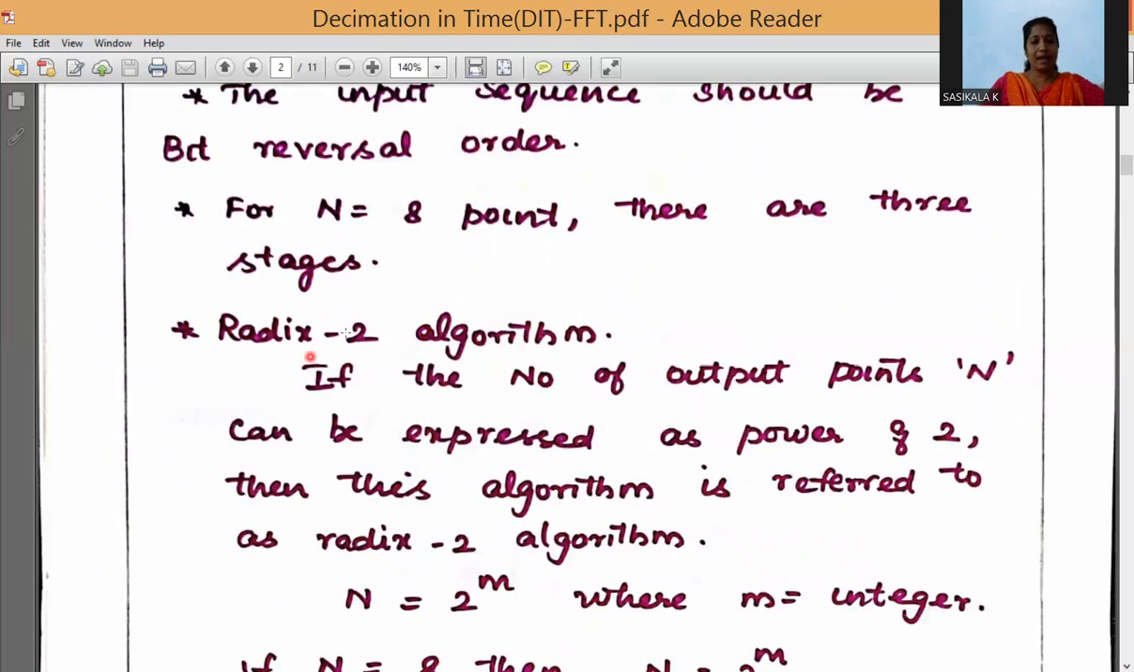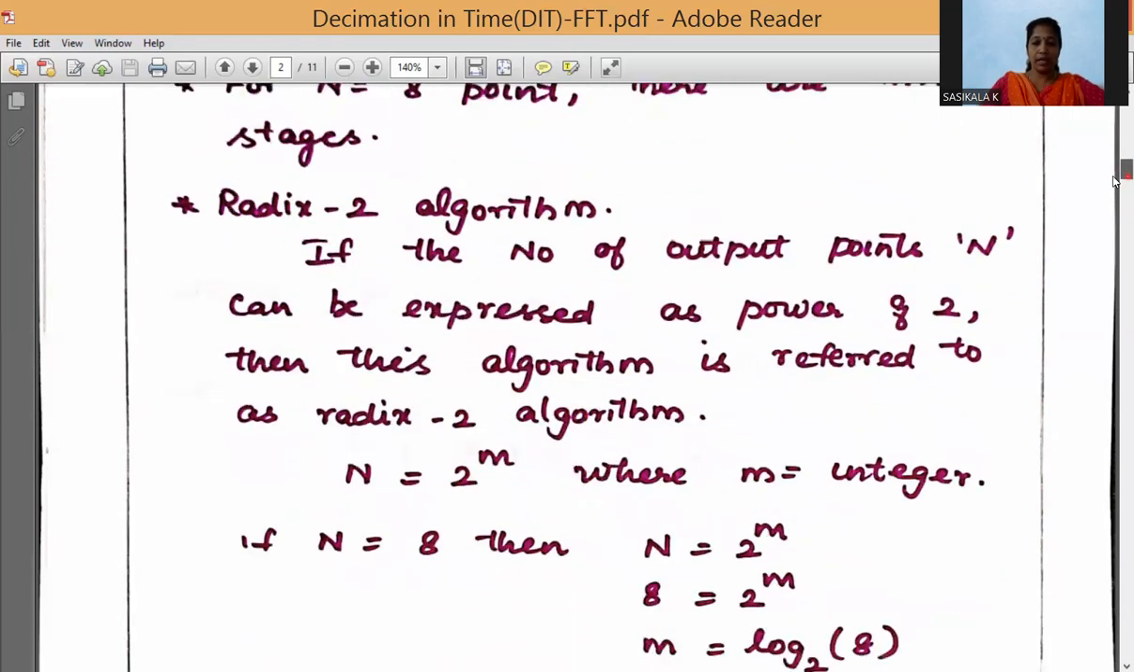algorithm. So what is the radix 2 algorithm? If the number of output points, capital N, can be expressed as a power of 2, then that algorithm is referred to as the radix 2 algorithm. So capital N is represented as 2 power M in the case of the radix 2 algorithm, and M should be an integer, that is 1, 2, 3, etc.